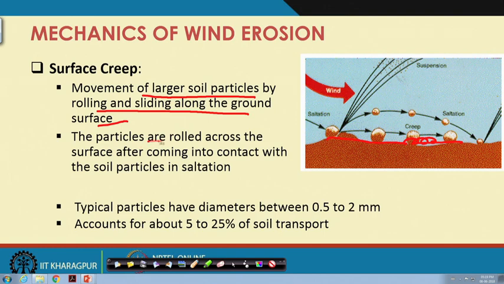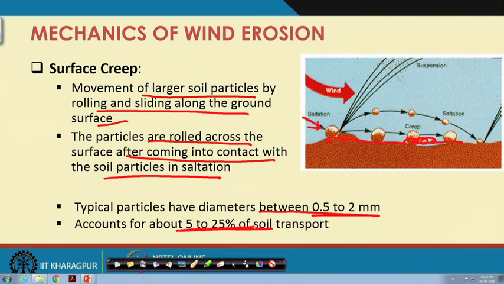The particles are rolled across the surface after coming into contact with the soil particles in saltation. So, they can roll because of the kinetic energy transferred by wind, or the saltating soil particles can hit them and make them roll around the soil. Typical particles that have diameters between 0.5 to 2 mm are subject to surface creep, and it accounts for around 5 to 25% of soil transport.